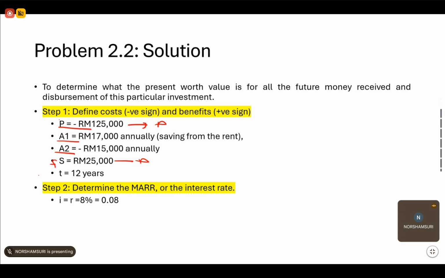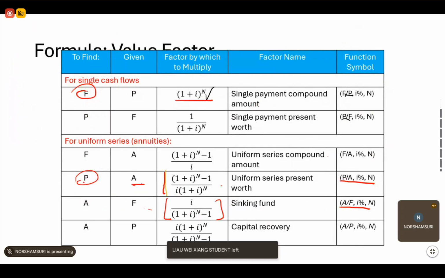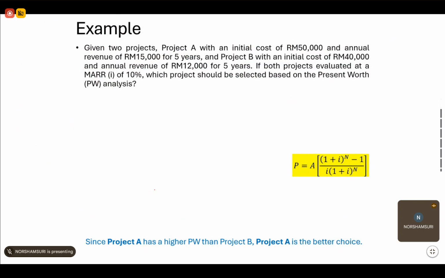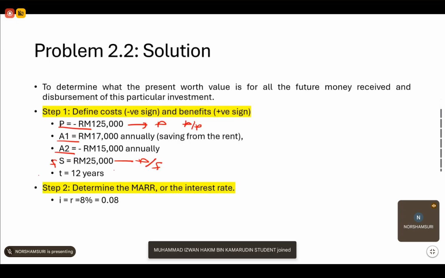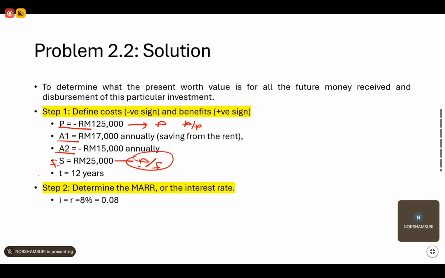So what is the formula for this one? I have the present and I want to change it to annual. So go to the formula. I have the present that I want to change to annual, so I have to use A over P. And this one, I have a future and I want to change to annual, so A over F.